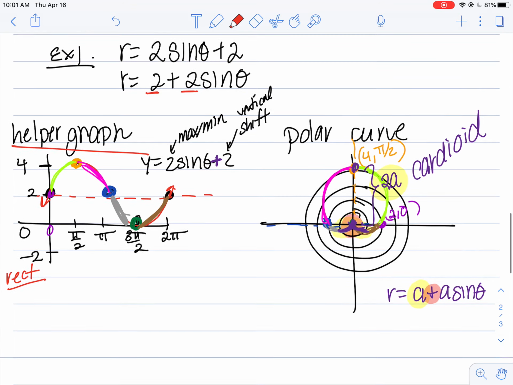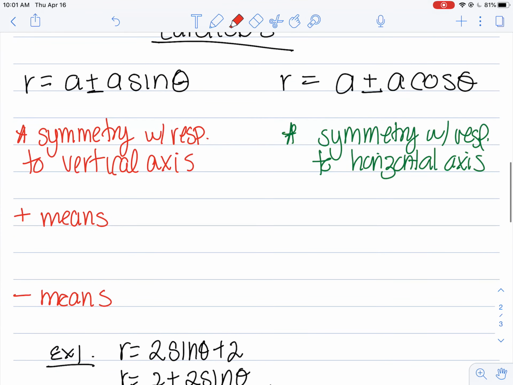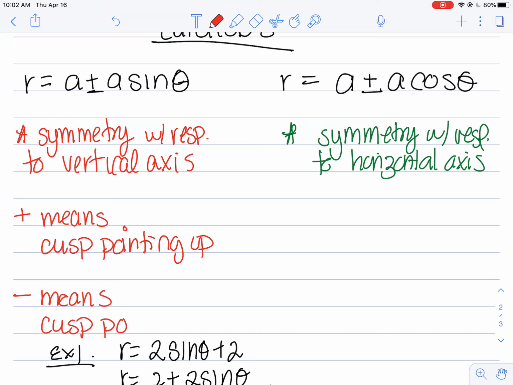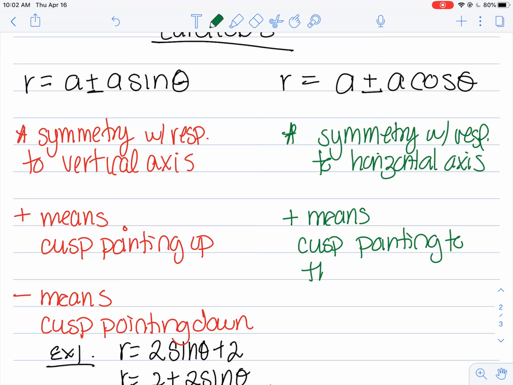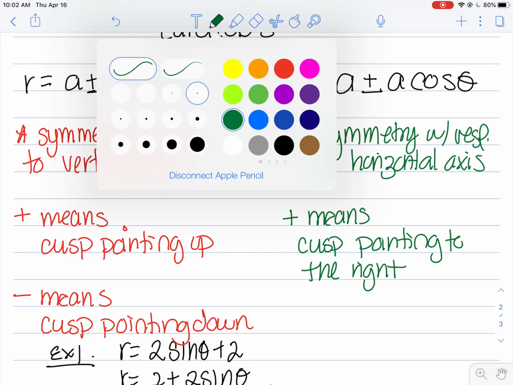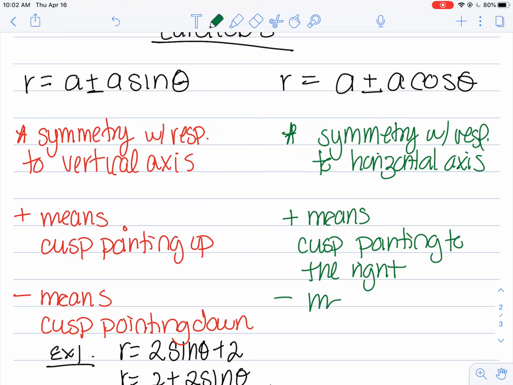Okay, so let's go back to our summary then. Plus, if it's a sine graph, means the cusp is pointing up. If it's minus, the cusp is pointing down. If it's a plus and it's a cosine, that means your cusp is pointing to the right. If it's a minus, the cusp is pointing left.